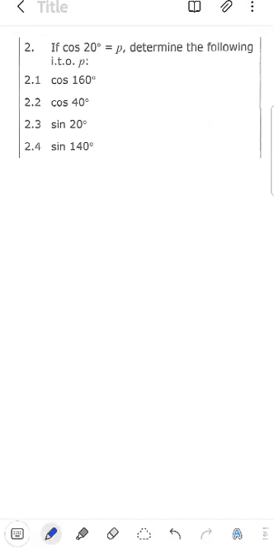Right, we have another question here saying if cos 20 equals P, determine the following. In terms of P, meaning our answer for every question from 2.1 to 2.4 must have P inside as part of the answer. Given such a question, we don't have to use a calculator, but we must use the aid of a diagram.